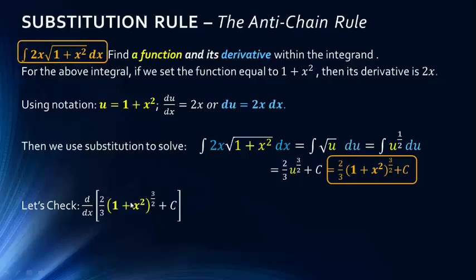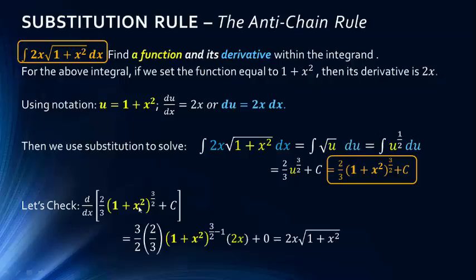So taking the derivative of this, we have the chain rule. I pull the 3/2 down in front. 3/2 times 2/3 is just 1, times the inside function, 1 plus x squared. I subtract 1 from this, so I get 3/2 minus 1 is 1/2. And then I take the derivative of the inside, which is simply 2x. The derivative of c, since this is a constant, is 0.